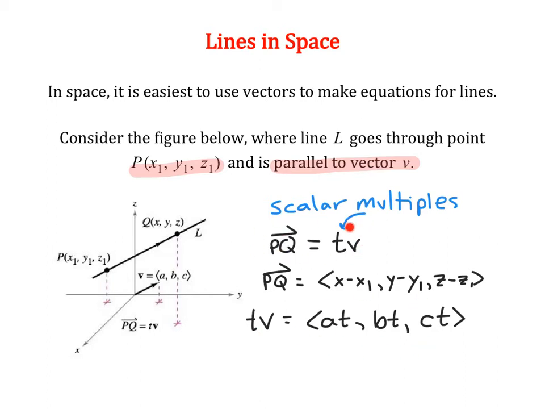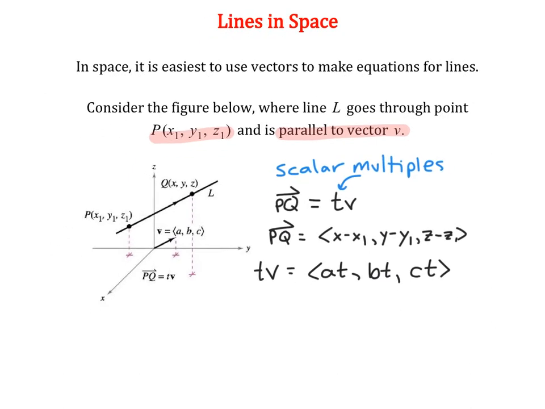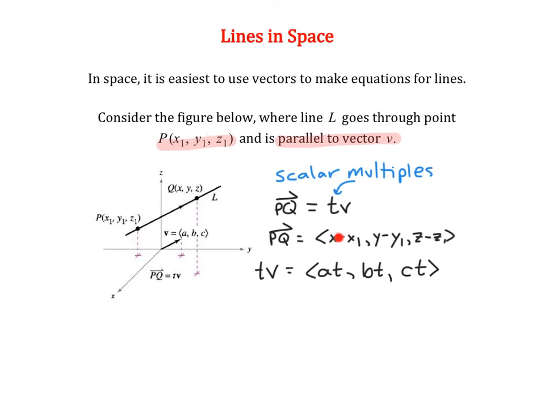Well, we have already made the mathematical statement that vector PQ is equal to a scalar multiple of vector v. So we know that these two vectors should be equal. Therefore, we can go through and set the corresponding parts equal to each other. We can set these equal to each other, these, and these. So I'm going to go ahead and do that really quick. We know that x minus x1 should equal a times t, some scalar. y minus y1 should equal b times t, and z minus z1 should equal c times t.